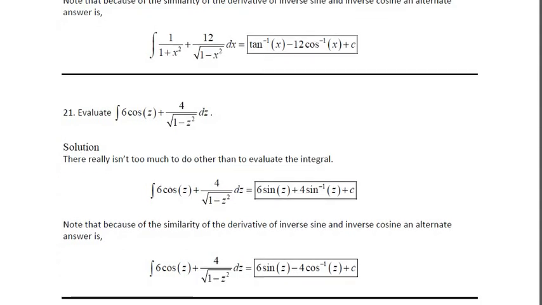And next similar example is this one, 6 cos z, now variable is z, plus 4 divided by root over 1 minus z square dz.